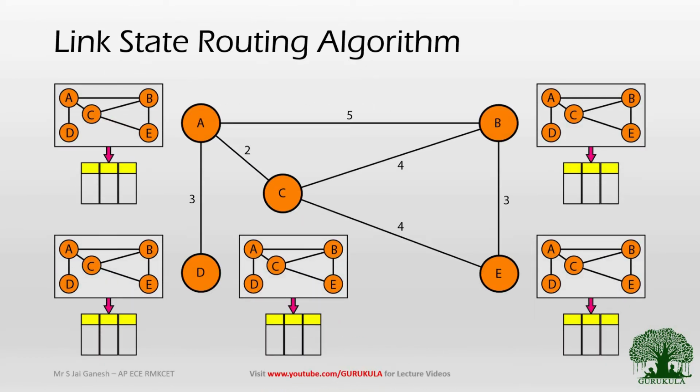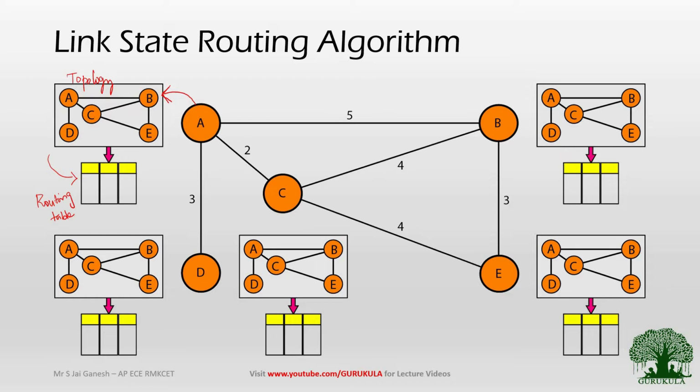So we will take the same network again over here, and then we will see how the routing tables are created, especially when we use link state routing algorithms. So here in link state routing algorithms, each and every node will know the complete structure of the network, and this complete structure of the network is what we call the topology. So each and every node in the network has the complete topology in mind, and by using this particular topology, the node will create its own routing table.